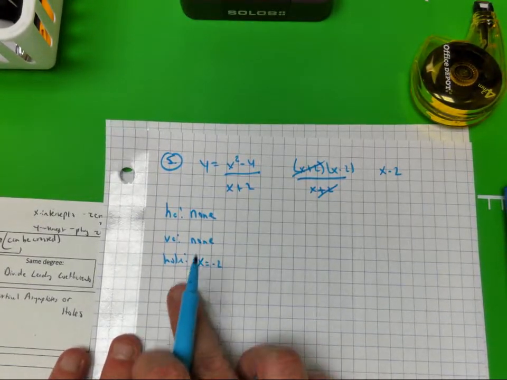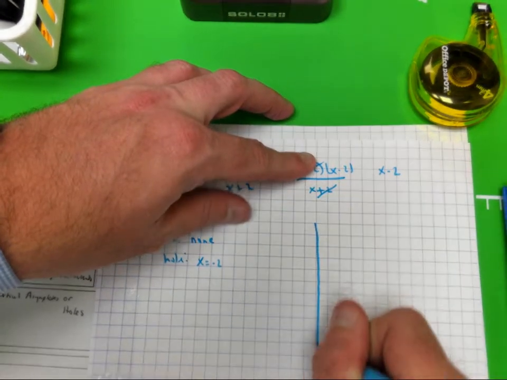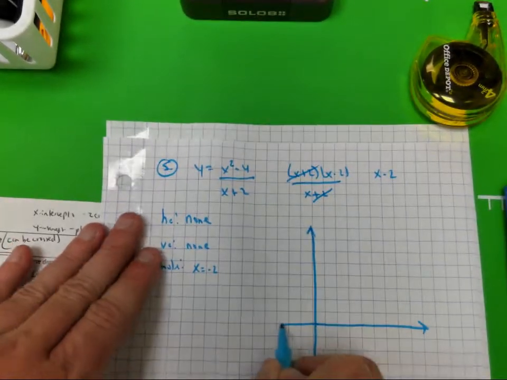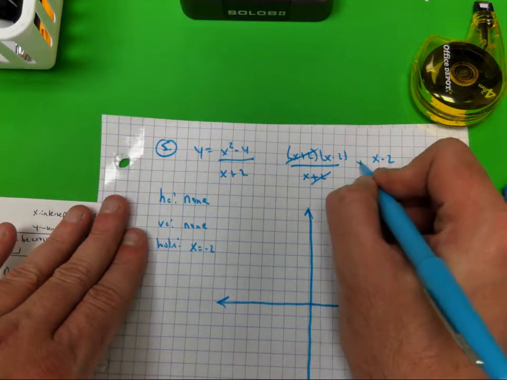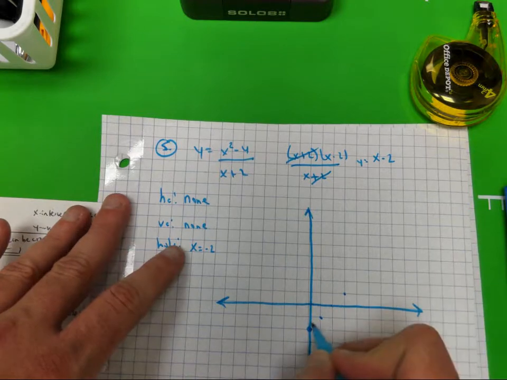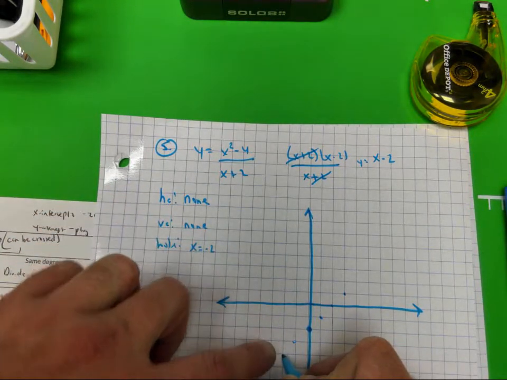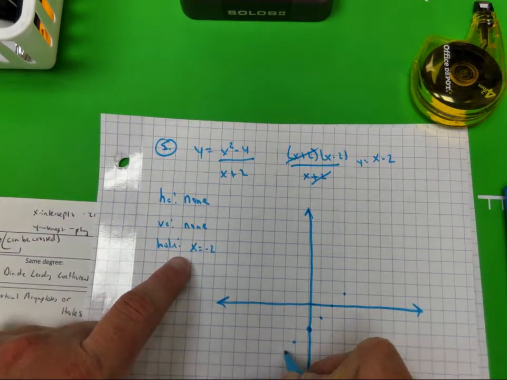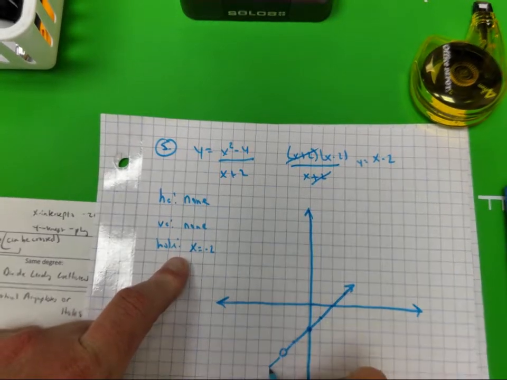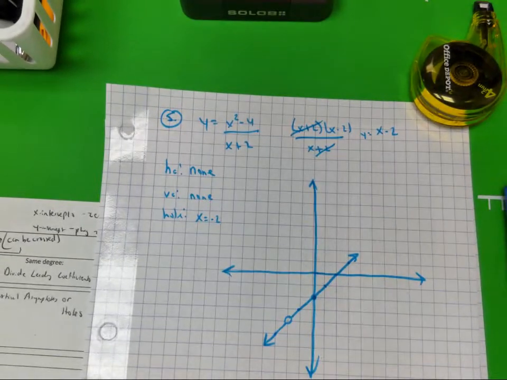So, the only thing I worry about here is a hole on this problem. These things cancel out. So all I'm going to do is graph this. That's y equals x minus 2. So I go here, get a few points, go backwards. Now, right here, I'm at x equals negative 2, where that should be a hole. So I'm going to put an open dot. And that's what my graph would look like.